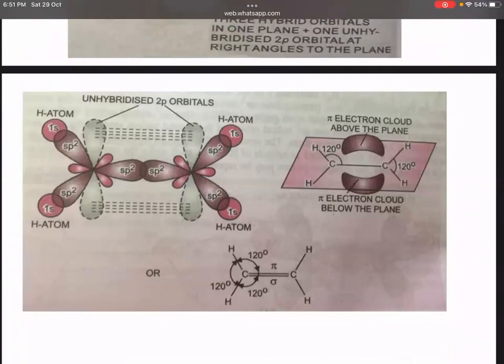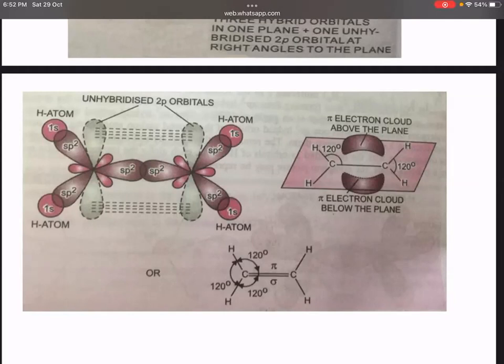Please remember, I told you when the overlap occurs along the bond axis, it forms a sigma bond. If the orbital is perpendicular to the bond axis, the p orbital is perpendicular to all the bond axes here. So it is very much perpendicular to all the bond axes, so it will form a pi bond.